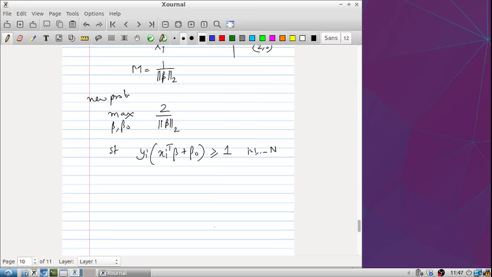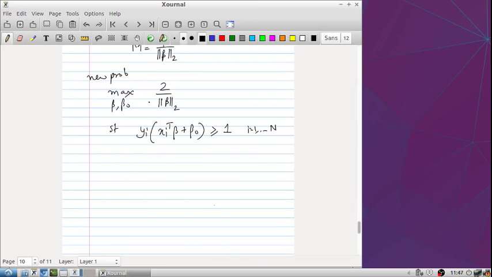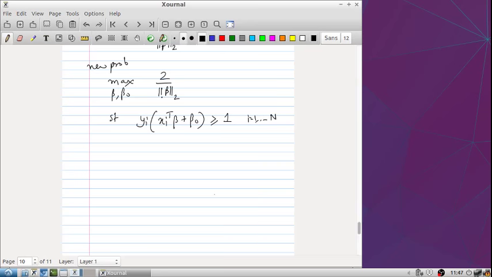I'm just trying to get to the basic thing: does this look like an SVM problem to you guys? Not yet. Two more slight modifications. A maximization of a function, I don't like maximizing 1 by something, so I'm going to do minimization of beta squared by 2. I just flipped the term.